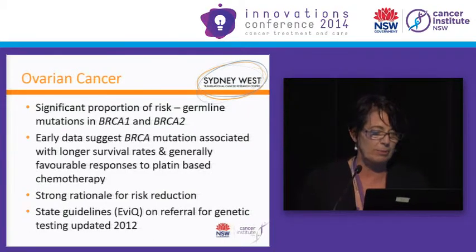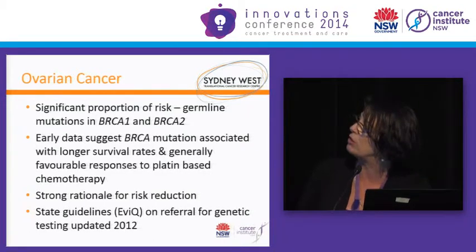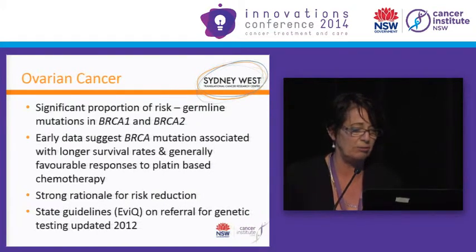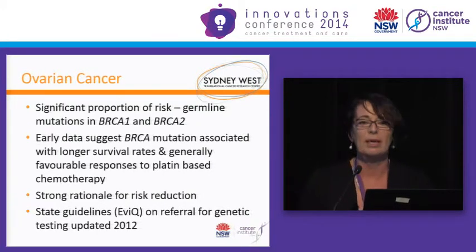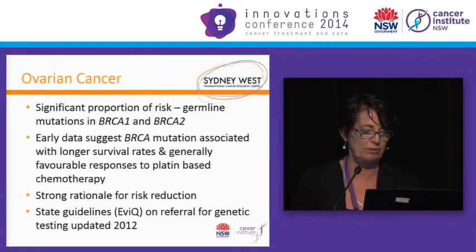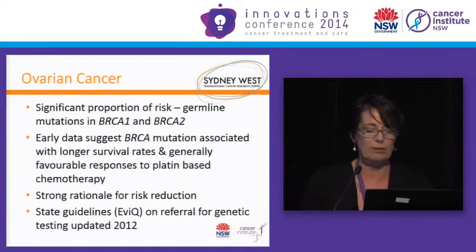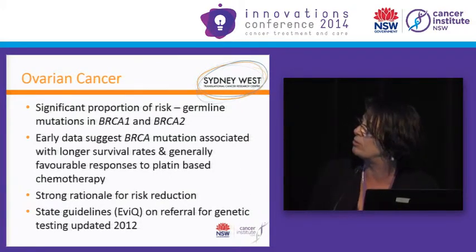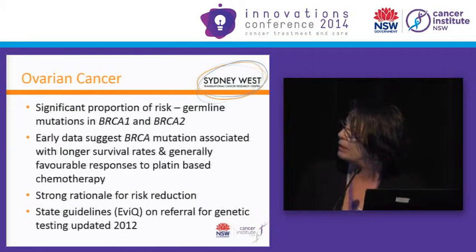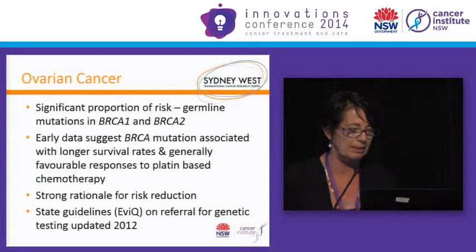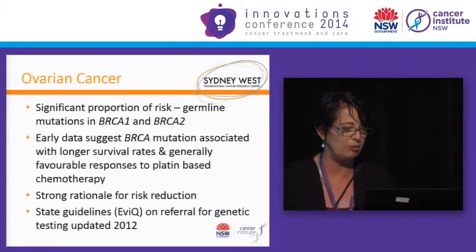At the same time, while that highlights the risk of having a BRCA germline mutation, there have been some recent studies that demonstrate that if you have an ovarian cancer in relation to a BRCA mutation, it can be associated with longer survival, and certainly if you have relapses or recurrences, it can be associated with more favourable responses to platinum-based chemotherapy. So that provides us with a strong rationale for going out there and disseminating this new information.